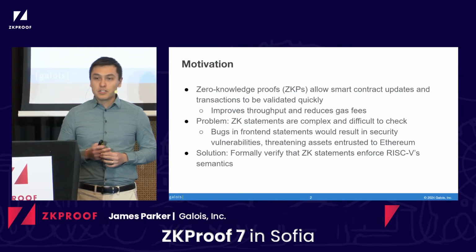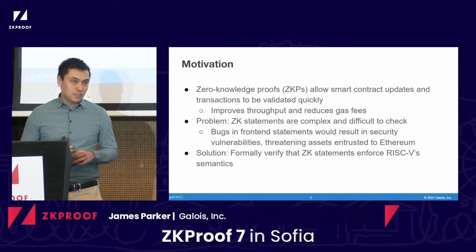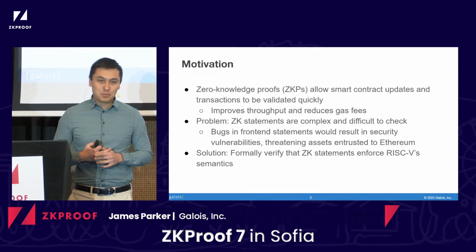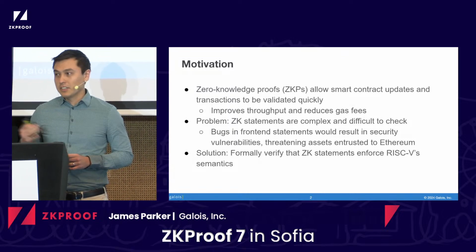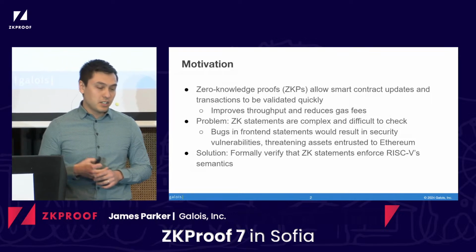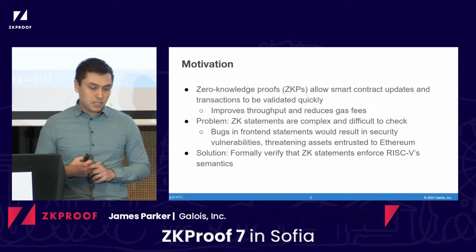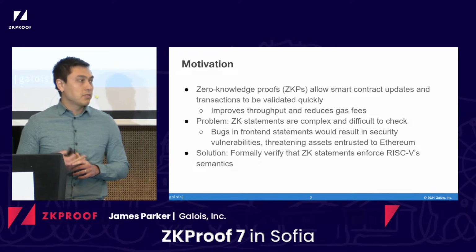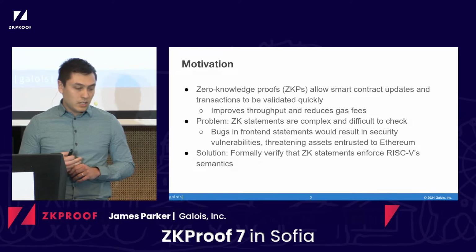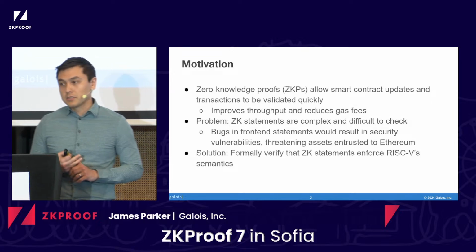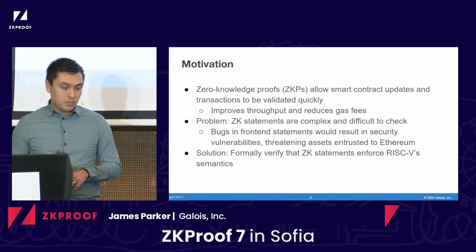To give some motivation for this work, I think we all know how great zero-knowledge proofs are. In the context of blockchain, they're used to allow smart contract updates and transactions to be validated quickly. So this gives us improvements in terms of gas fees and improves throughput.